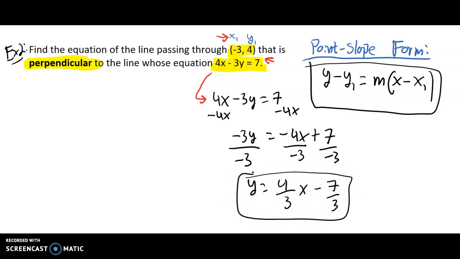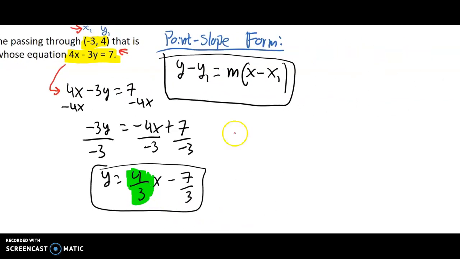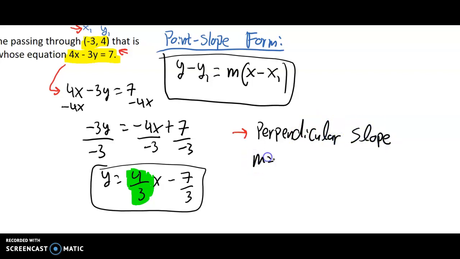So it wants us to find the slope perpendicular to 4/3. So let's do that over here. We're going to say perpendicular slope. So my original was 4/3. My perpendicular is negative 3/4. So this is our first part. We found the perpendicular slope.